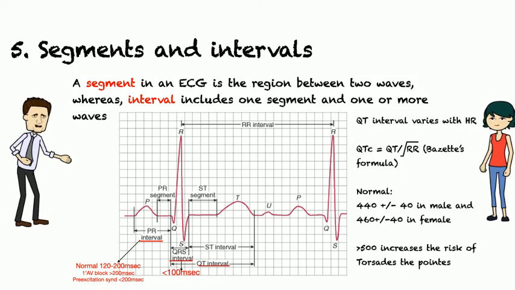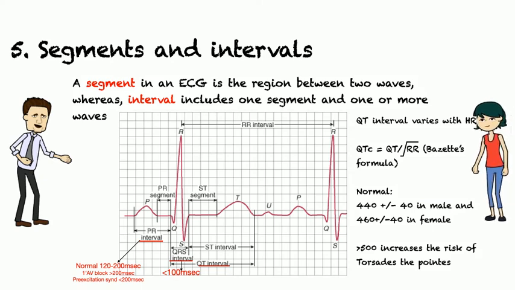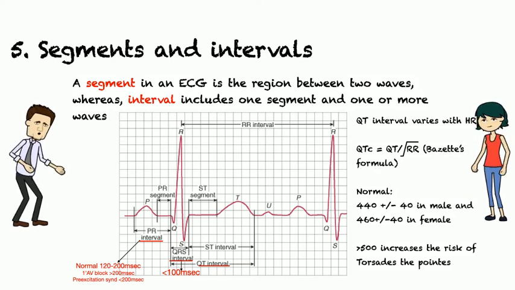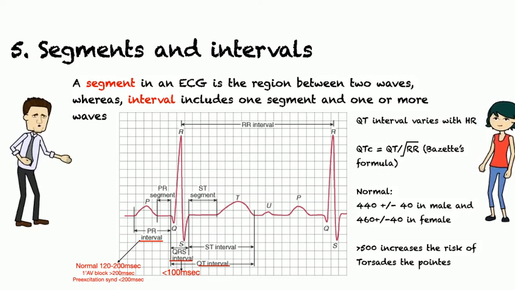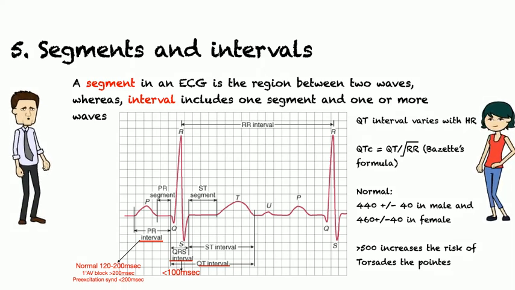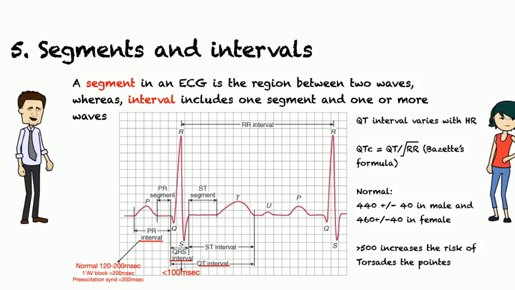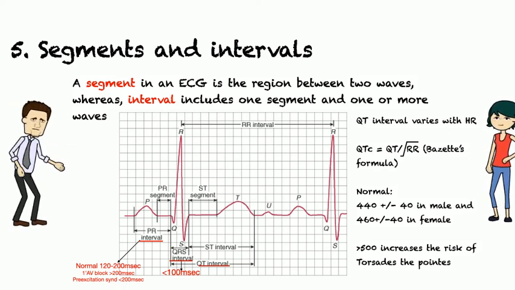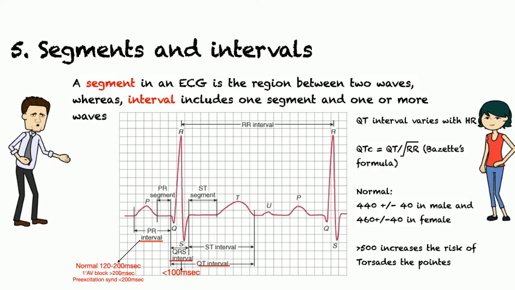QT interval is very important as the prolongation can be even fatal, which can be caused by electrolyte imbalances including potassium and calcium disorders as well as by drug interactions. As the QT interval varies with heart rate, we calculate corrected QT interval. One of the commonly used formulas is Bazett's formula, which is the duration of QT interval divided by square root of RR interval. The normal QTc is 440 plus or minus 40 in male and 460 plus or minus 40 in female. QTc greater than 500 increases the risk of torsades de pointes.